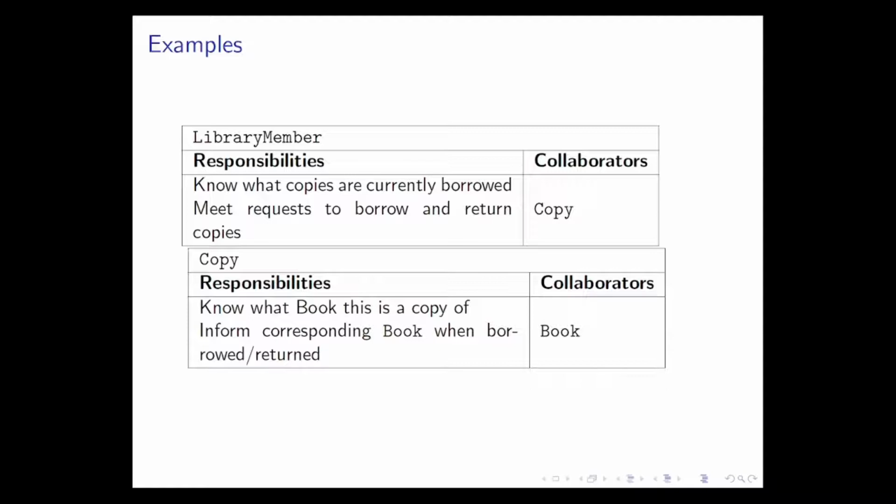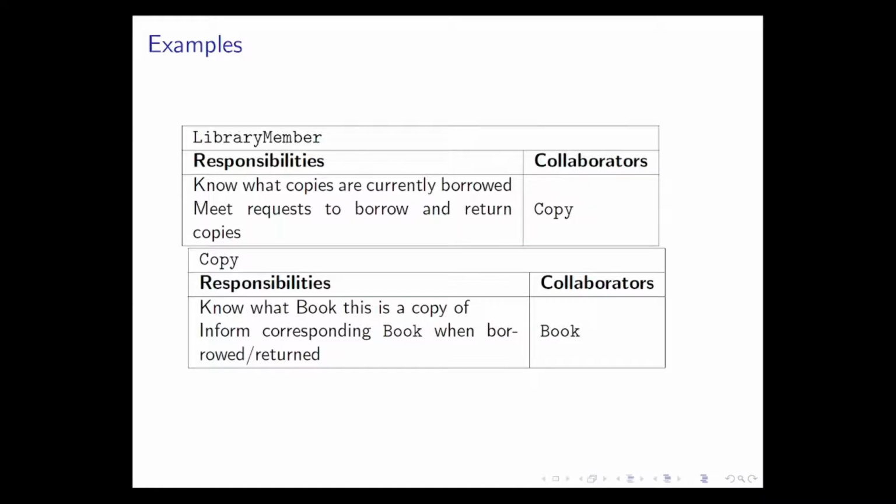So here are some examples of CRC cards, very simple ones. We've got two here, one representing a class library member, and so this is going to be a class in our system. It's representing a class in the system, it's not representing an actor, okay? But its instances are going to be objects, each of which represents one member of a fictional library, a library in our fictional system. And we showed its responsibilities, and the classes that it chiefly has to collaborate with in order to carry out those responsibilities.